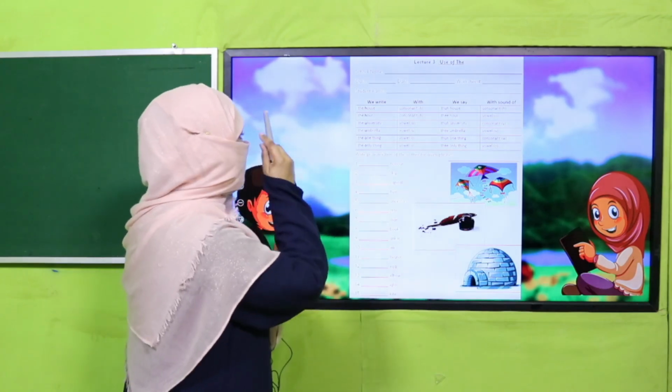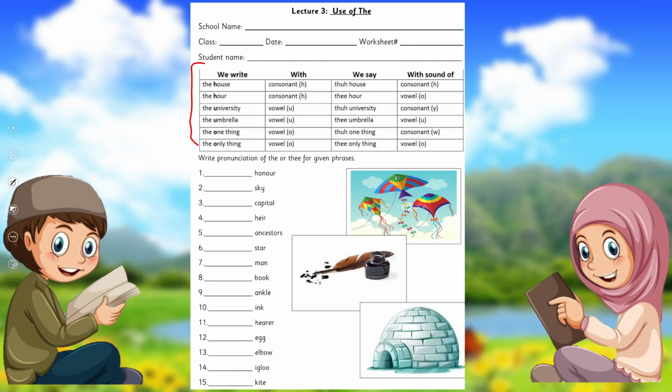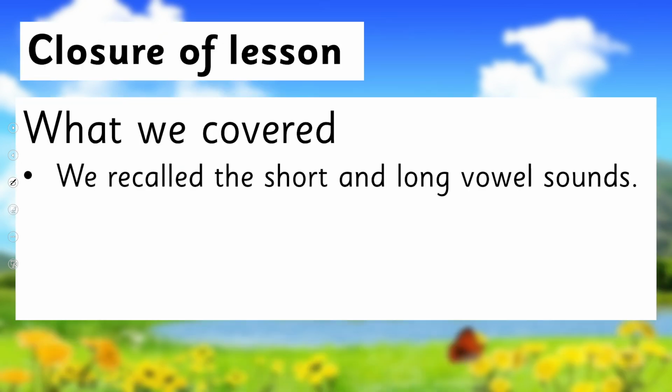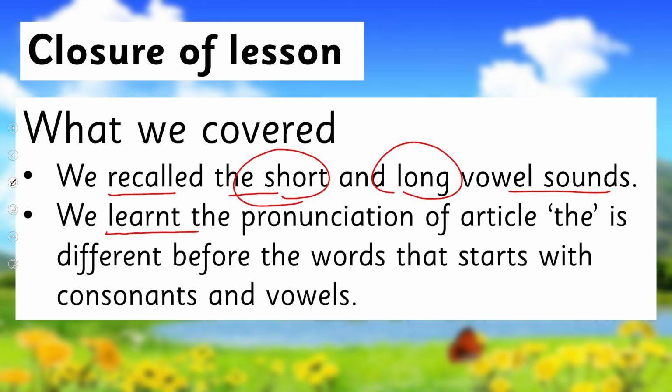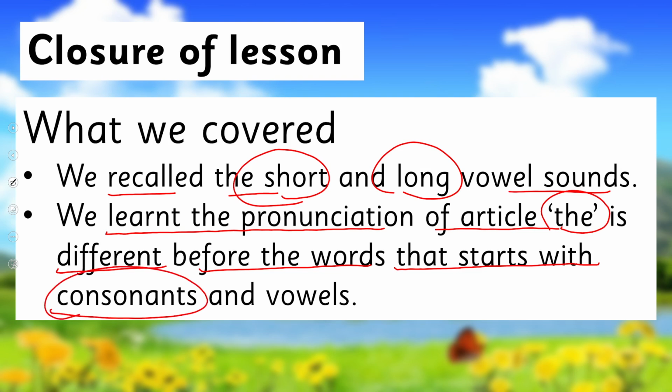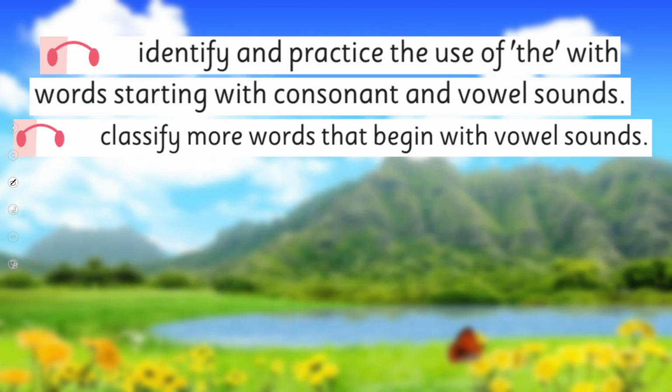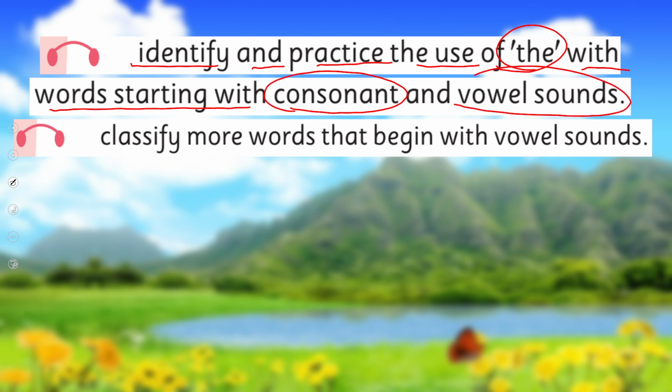And my dear children, what you are going to do, you will say all these words and you will complete the pronunciation given here. And in this way, what we have learned, we recall the short and long vowel sounds. And we learned the pronunciation of article "the" is different before the words that start with consonants and vowels. So in this way, we achieved our SLO to identify and practice the use of "the" with words starting with consonant and vowel sound, and classify more words that begin with vowel sounds. Right? Are we done with it?